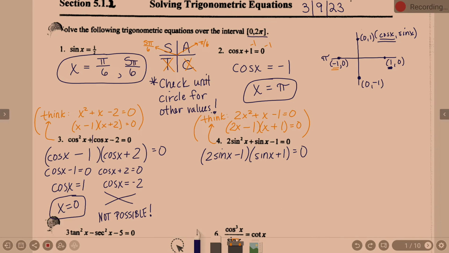Set each part equal to 0. 2 sine x minus 1 equals 0. And sine x plus 1 equals 0. Next. Move the 1's over. So we have 2 sine x equals 1.